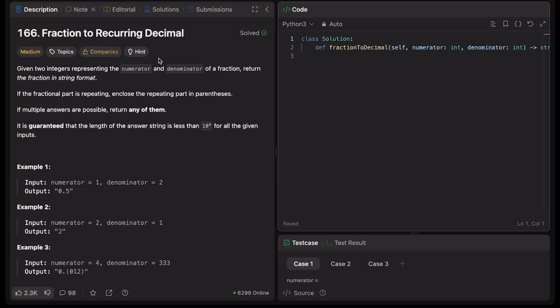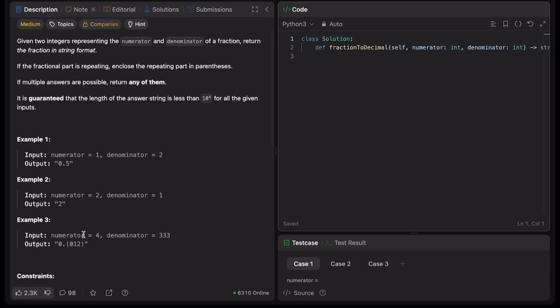Today we are going to solve the September 24th LeetCode challenge, which is Fraction to Recurring Decimal. They give two integers representing the numerator and denominator of a fraction. We have to return the fraction in a string format. If the fractional part is repeating, enclose the repeating part in parentheses.